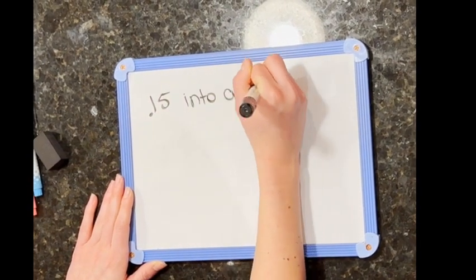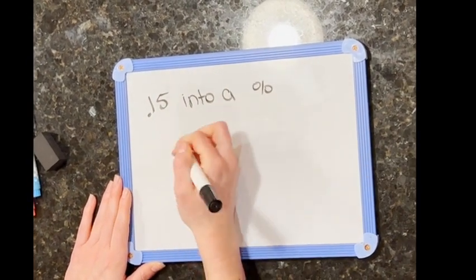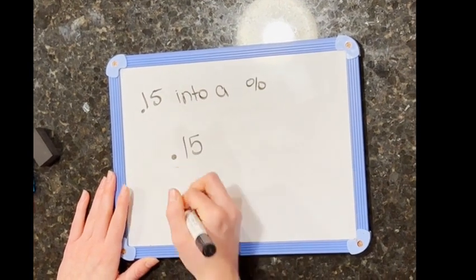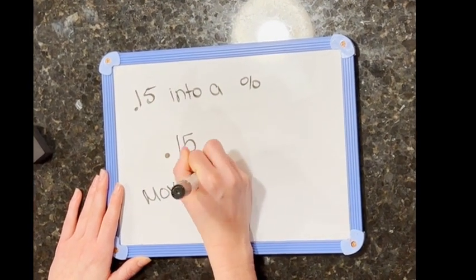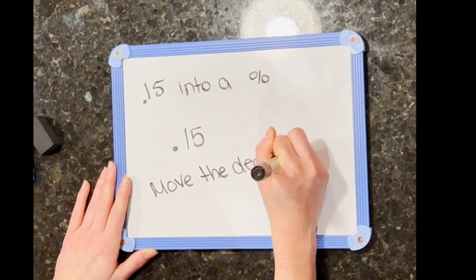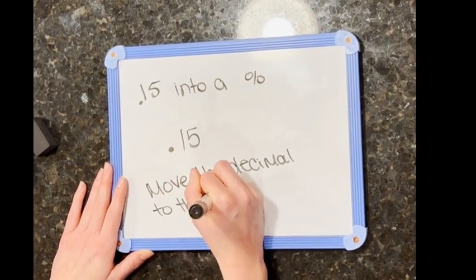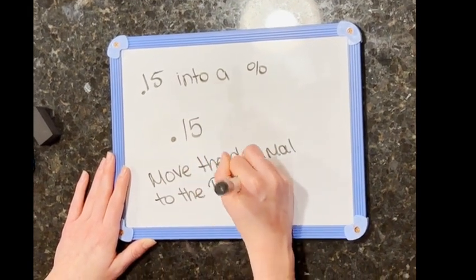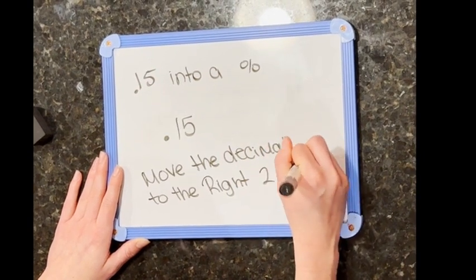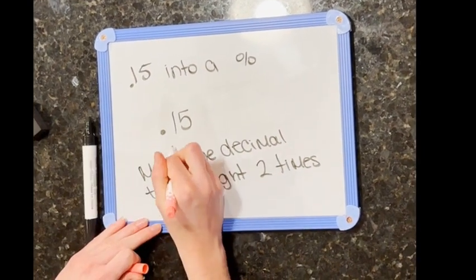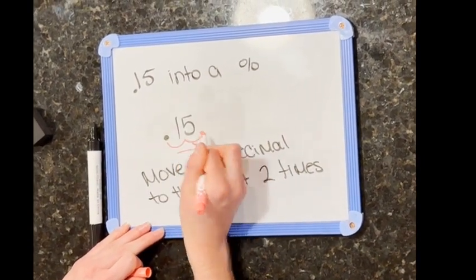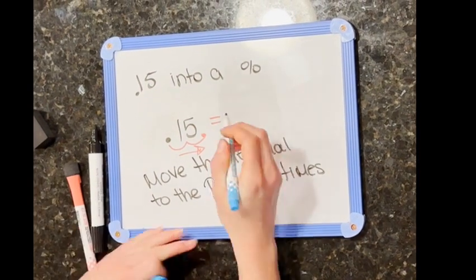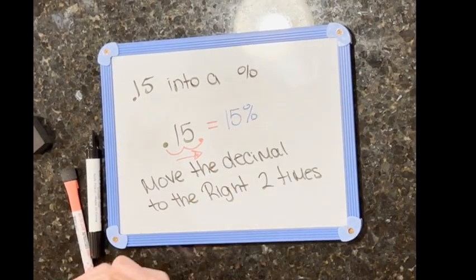So if we used 0.15 and we turned it into a percent, what we would do is first write the 0.15 and we would move the decimal to the right 2 times. We always move it 2 times. So we move it once, twice. This would be equivalent to 15%.